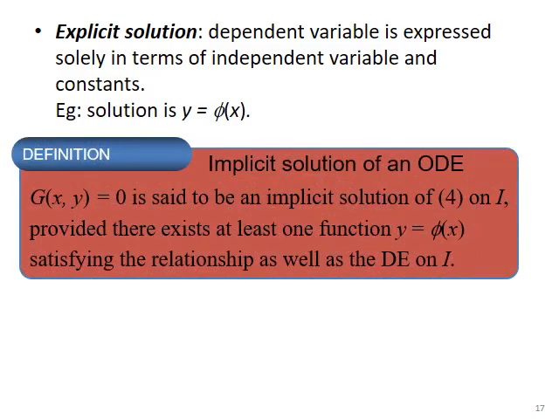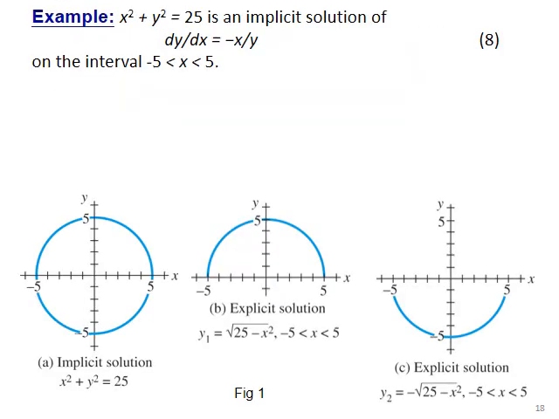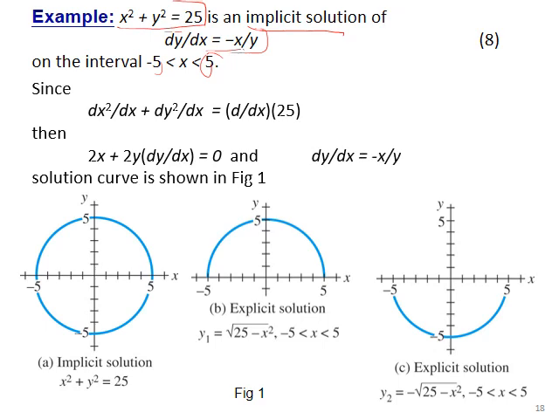While there is another solution which is implicit, where x and y are mixed together. For example, have a look at this: x squared plus y squared equals 5. We call it an implicit solution because y and x are together. For this differential equation, he told me in this range. When I differentiate this equation, x squared plus y squared equals 5, I reach here. Simplify, I'm here, and then you find, oh, it is the same equation.